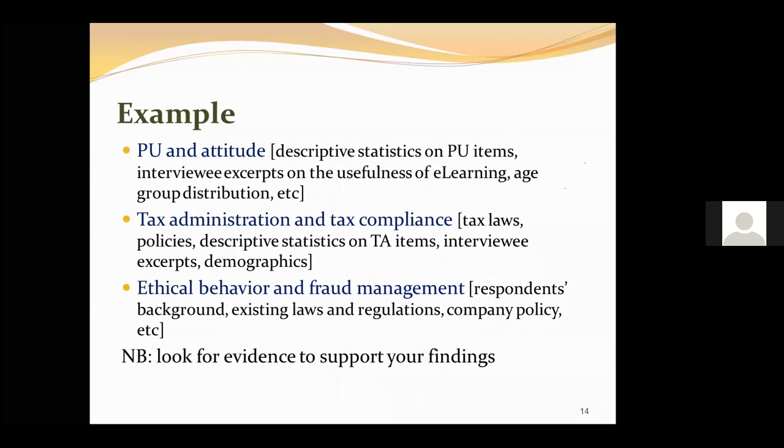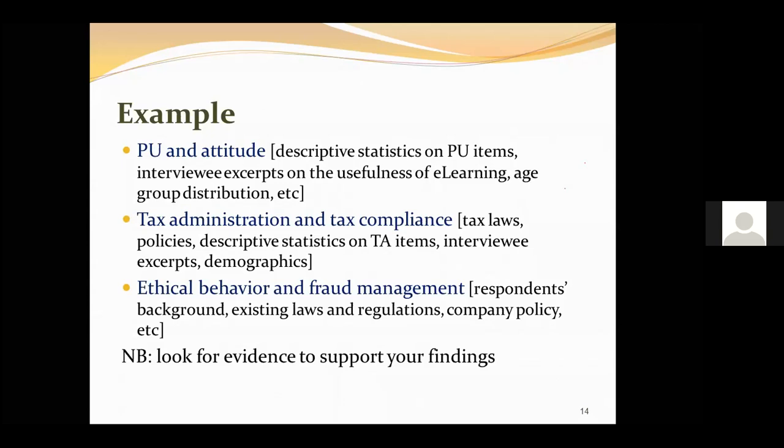What is URA saying? Look at the descriptive statistics on tax administration items. Look at what the interviewees said. Look at the demographics. There is a story in there to support your findings, okay? Look at the next one, ethical behavior and fraud management. To support these, in order to come up with a solid story, look at the respondent's background.